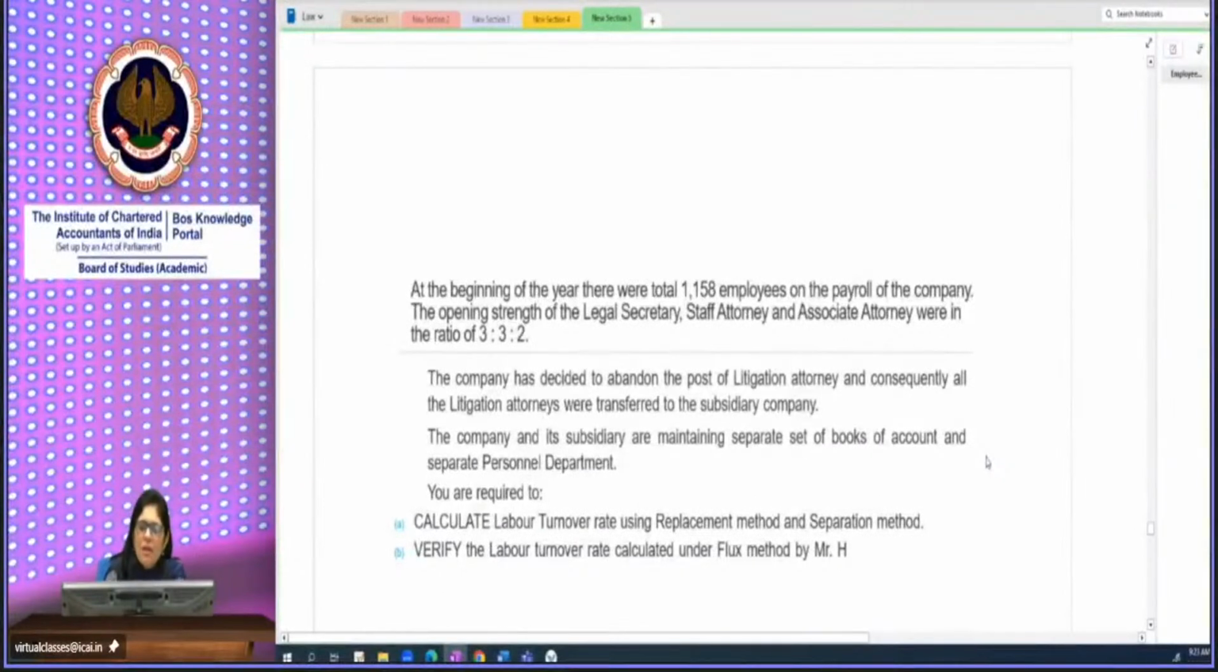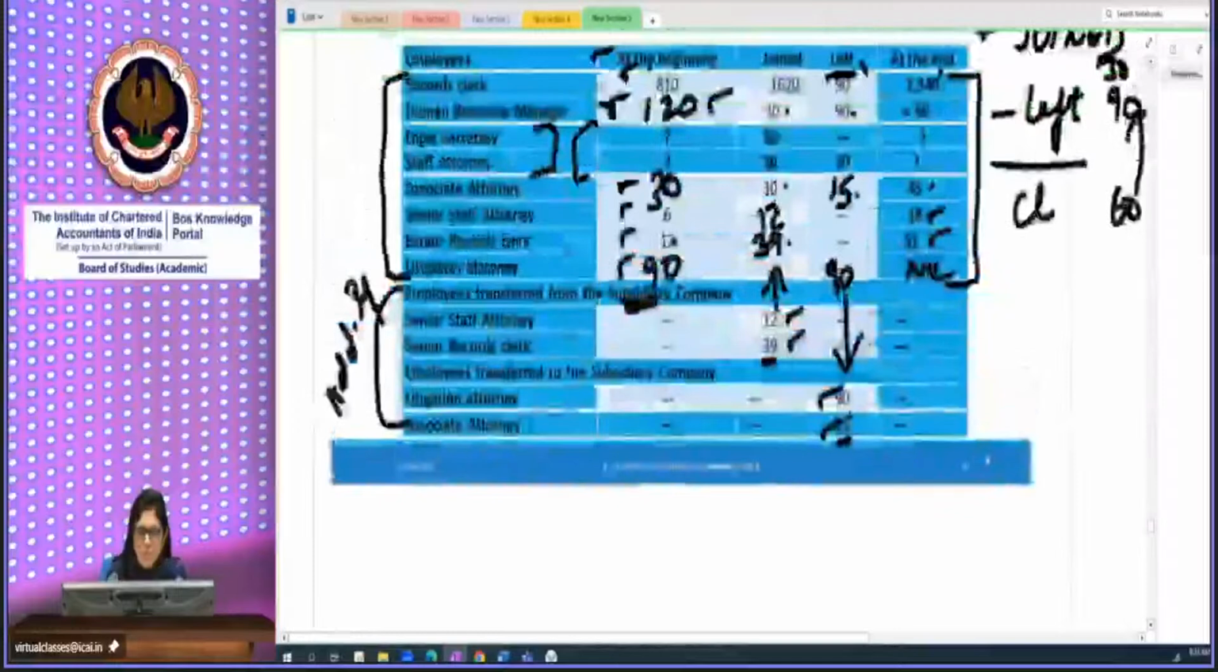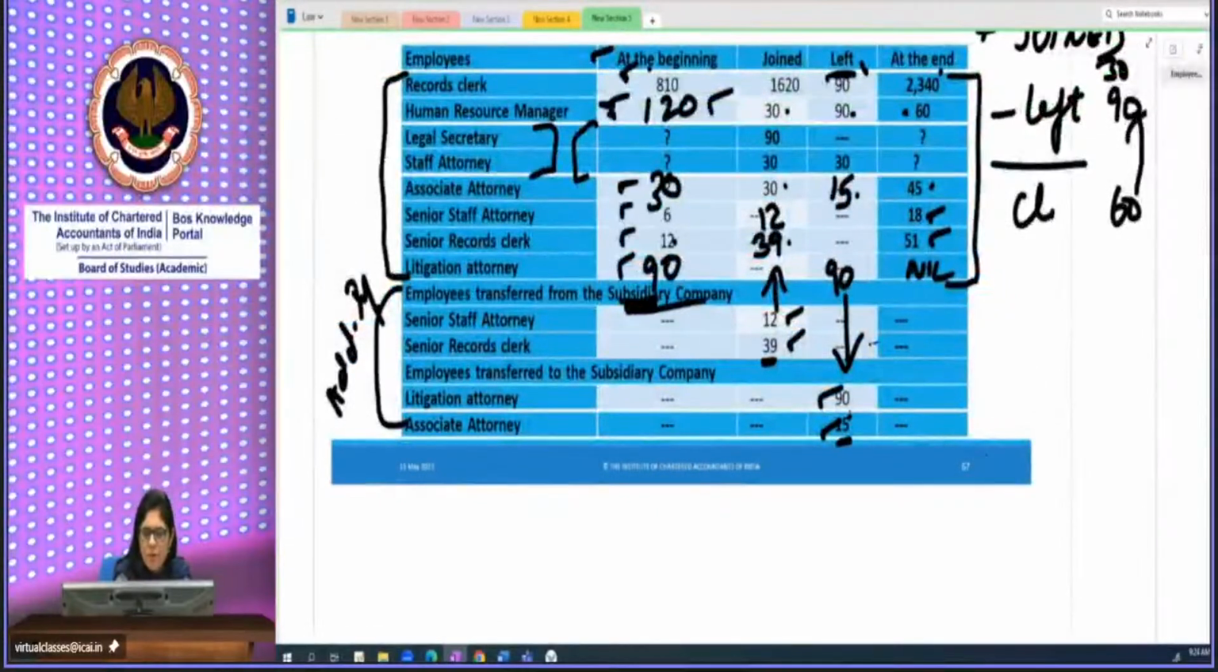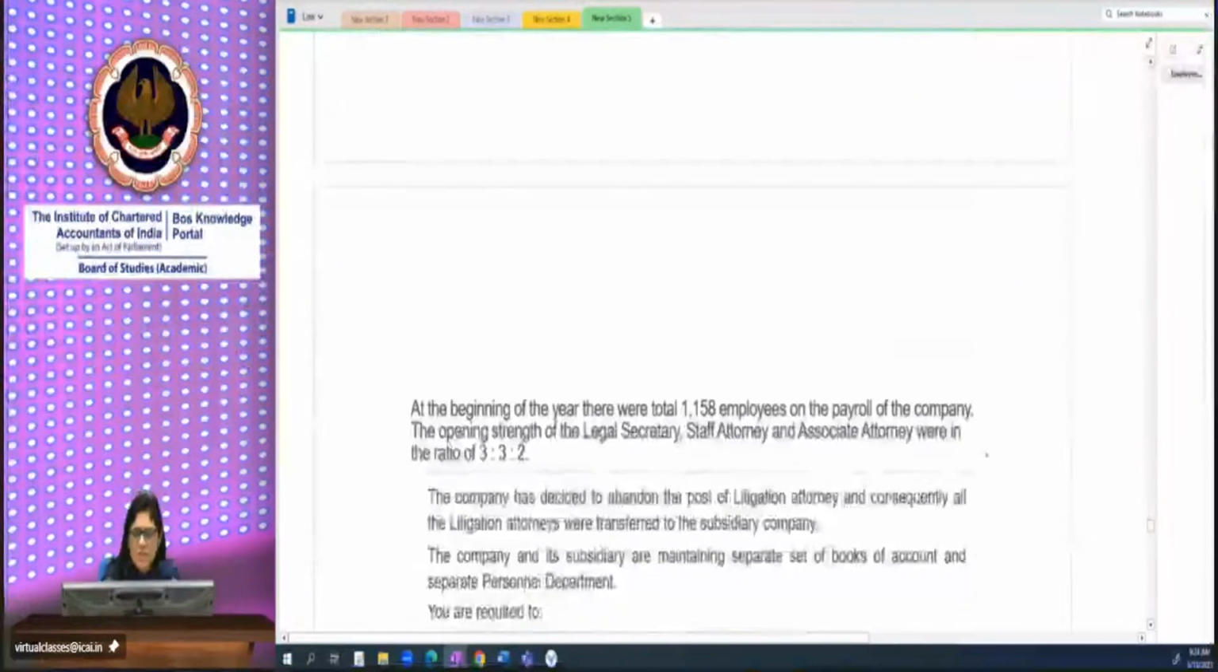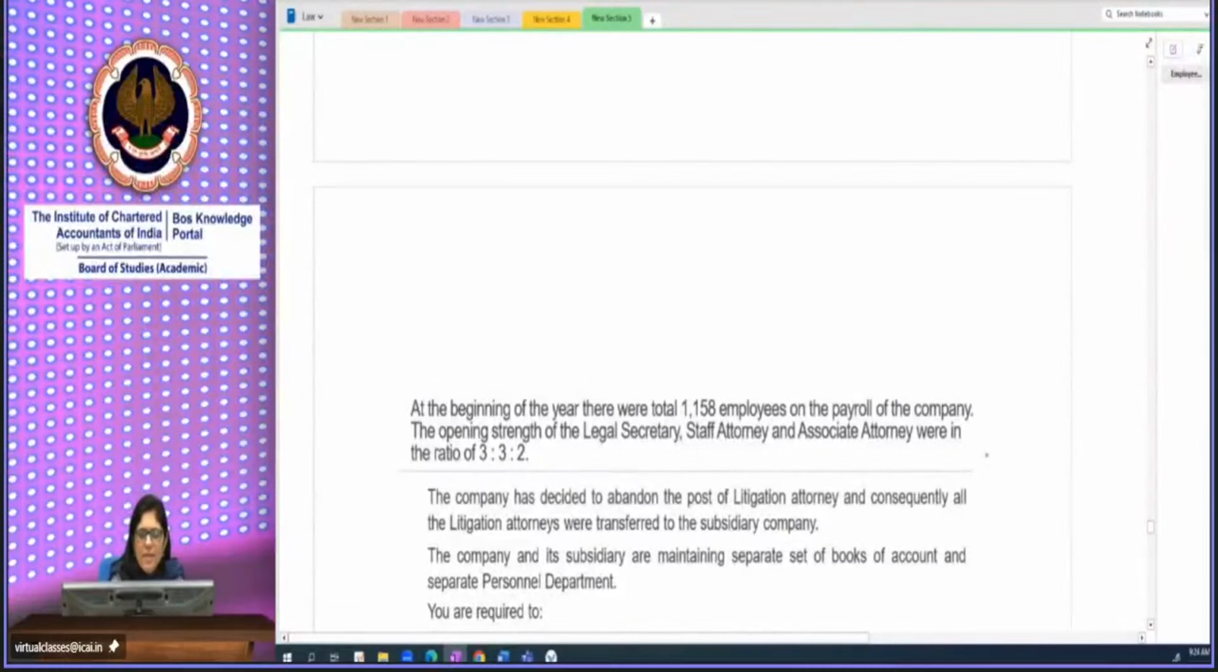At the beginning of the year, there were 1158 employees. That means the total employees at the beginning, the total is given: 1158. The opening strength of legal staff and associate were in the ratio 3:3:2.